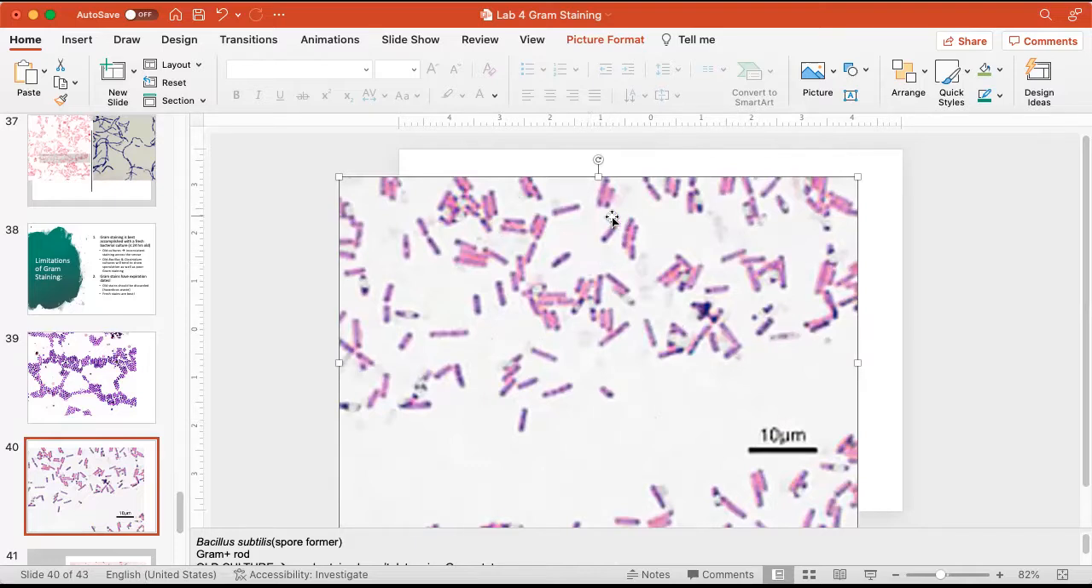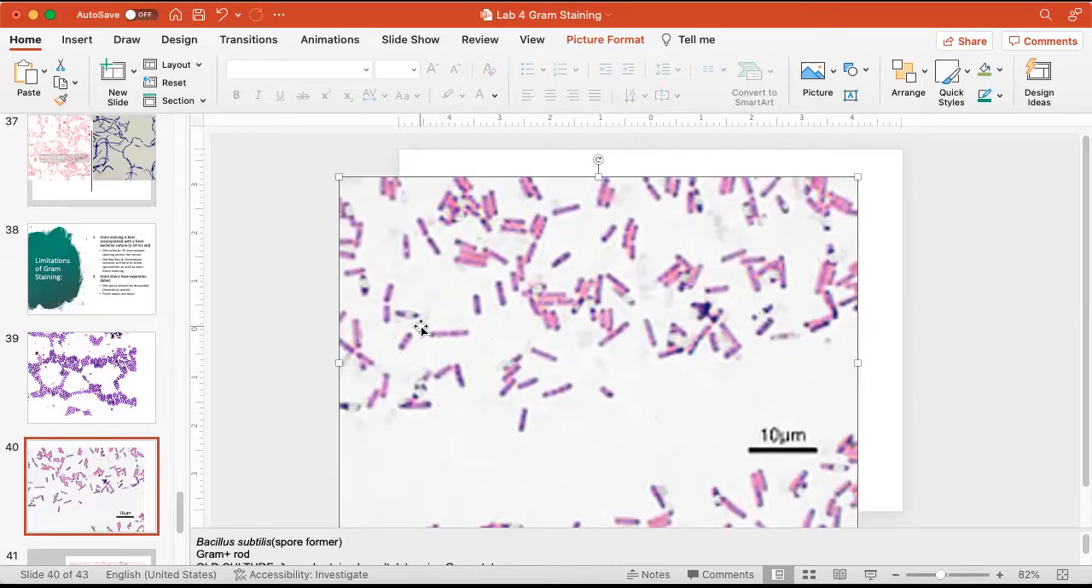Look at this rod right here. It's purple at the ends and pink in the middle. I've got some purple rods here. I've got other ones that are completely pink. This is a sporulating cell.